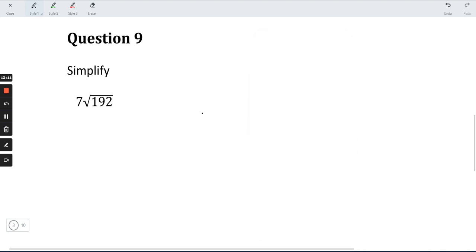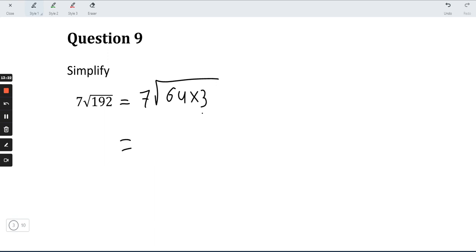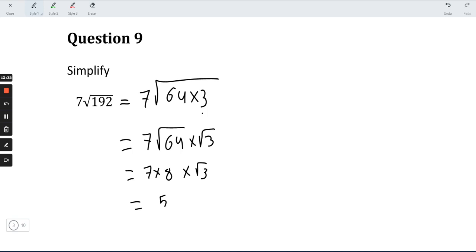So here we could write 7 times square root of 64 times 3. We'll get here 7 times square root 64 times square root 3. Here 7 times 8 times square root 3. We'll get 56 square root 3.